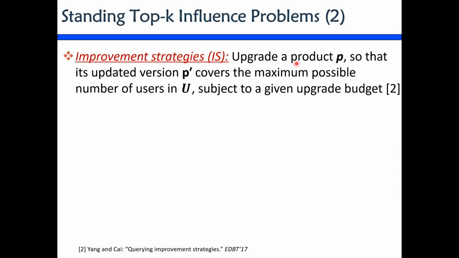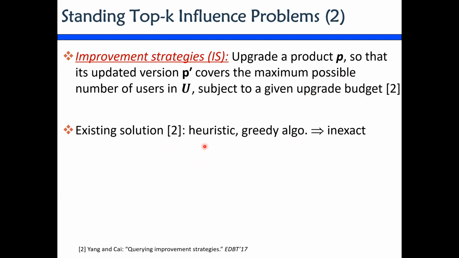The situation here is that we have an existing product P, which we need to upgrade so that its updated version P prime covers the maximum possible number of users from a known user set, subject to a given upgrade budget. Now, here the assumption is that to upgrade a product, we need to pay an upgrade cost that is again monotonically increasing to the attribute increment, similarly to the cost function that we had in the previous slide. Now, the existing solution is heuristic. It's a greedy algorithm, which of course is inexact.